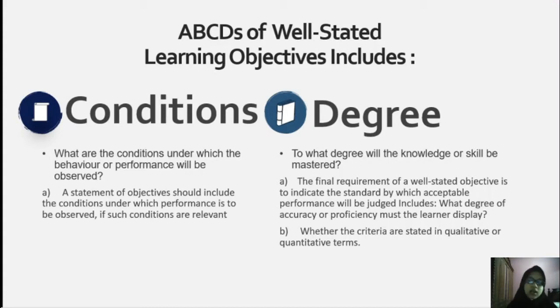To what degree will the knowledge or skill be mastered? The final requirement of a well-stated objective is to indicate the standard by which acceptable performance will be judged. This includes what degree of accuracy or proficiency the learner must display. Degree also states whether the criteria are stated in qualitative or quantitative terms.